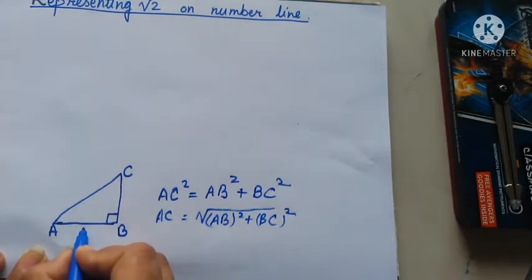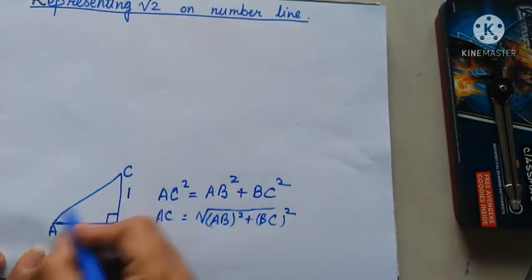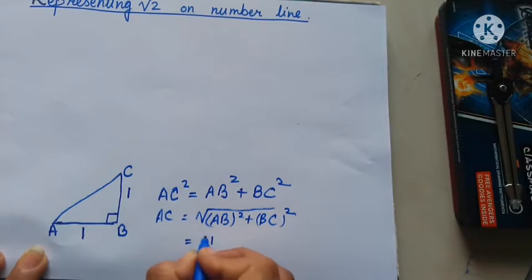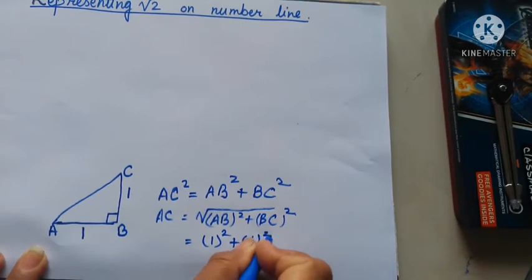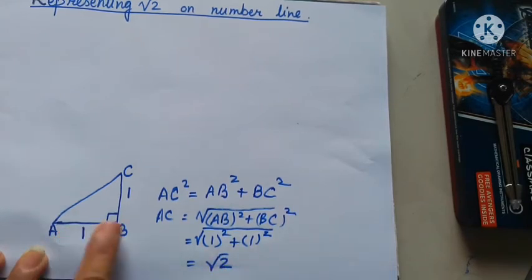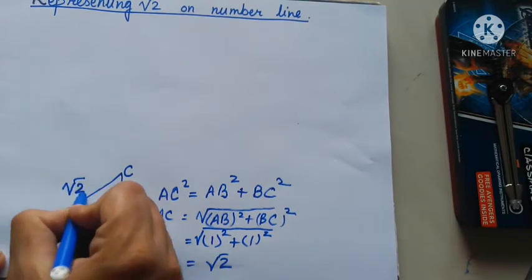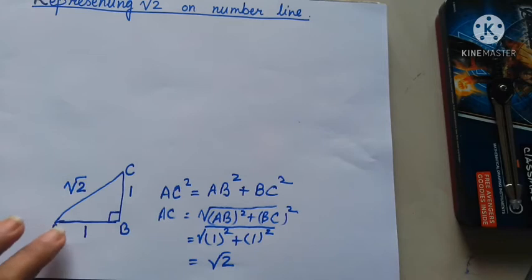Now, if I take AB as 1 unit and BC also as 1 unit, then this hypotenuse will come 1 square plus 1 square and root of it, that is you will get root of 2. That means if you take 1 unit and 1 unit as the sides of a right angle triangle, then the hypotenuse will come root 2. This is what we want. We have to represent root 2 on the number line.